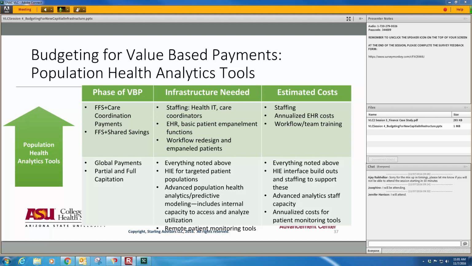When you get to global payments and partial and full capitation, it starts to get a little bit more complex. You'll need everything that's noted above, plus you're likely to need some infrastructure for health information exchange, if not for all your patients, at least for the ones that are targeted within the contracts or the initiatives that you're looking to engage around.